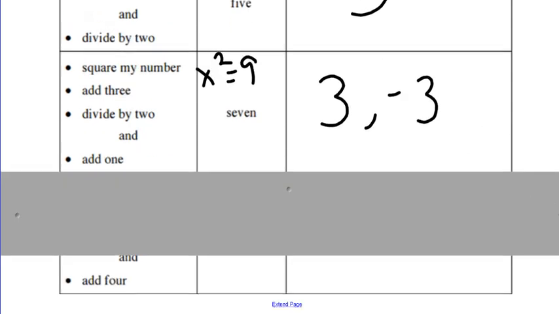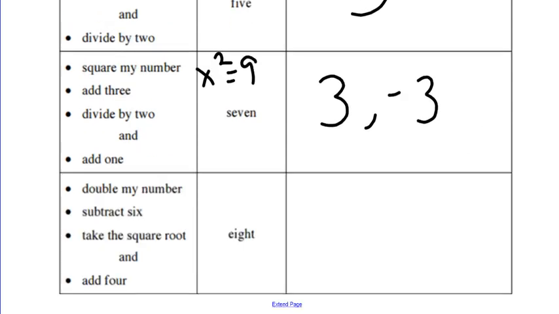Last one, a little bit more straightforward. Double my number, subtract 6, take the square root, and add 4, you get 8. Pause if you need more time. The answer is 11. So part of the process that you're going to go through today is undoing those operations.